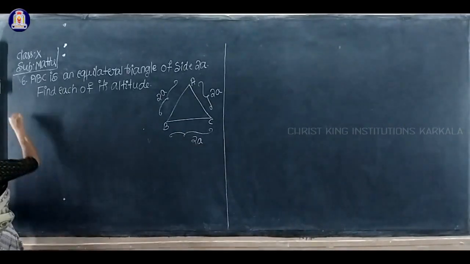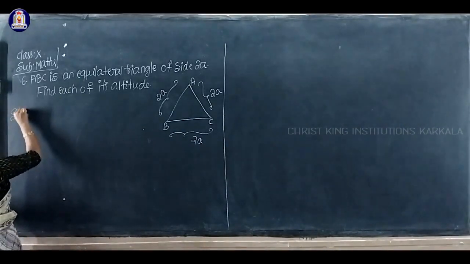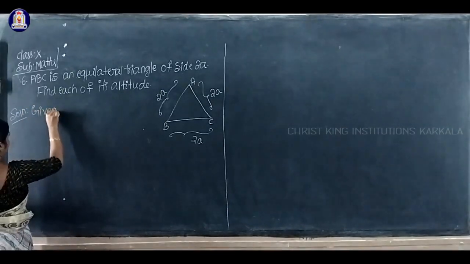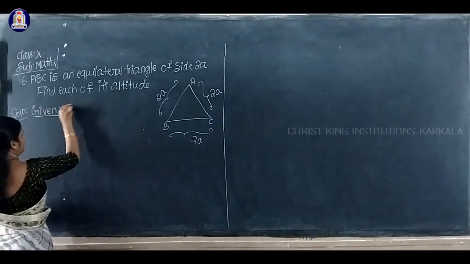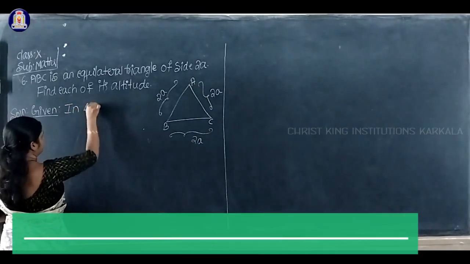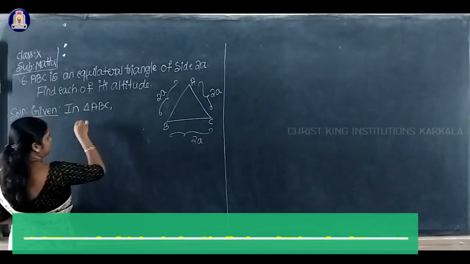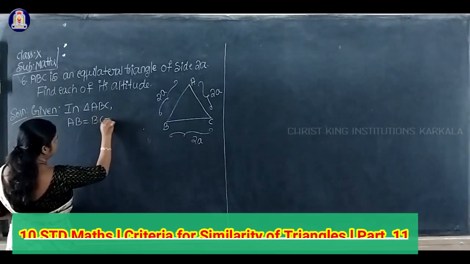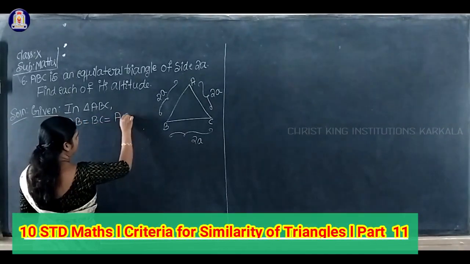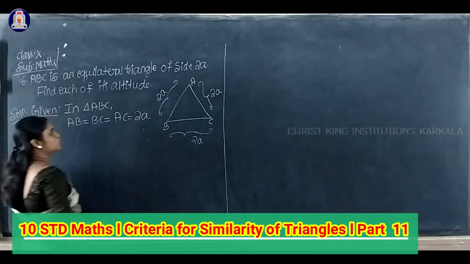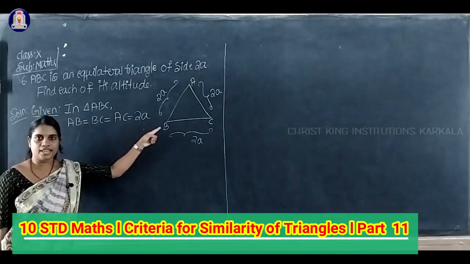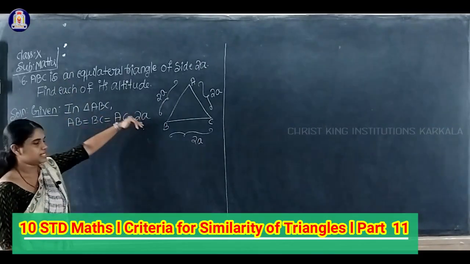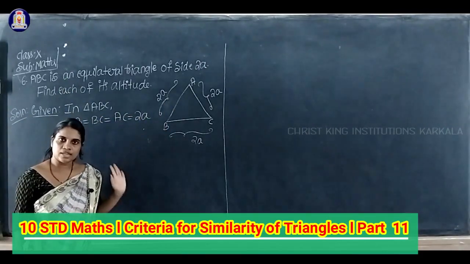Yes, so for the solution, first I will write the given data. In triangle ABC, length of AB equals length of BC equals length of AC equals 2a. So what does it indicate? All the sides are equal, which indicates triangle ABC is an equilateral triangle.